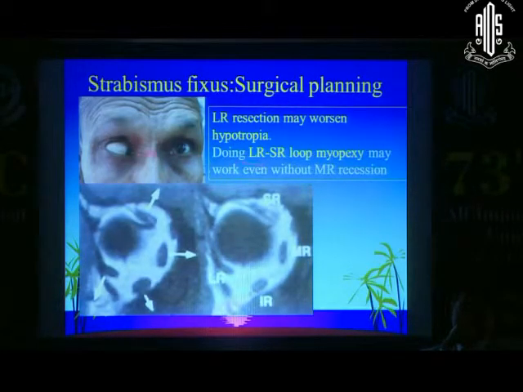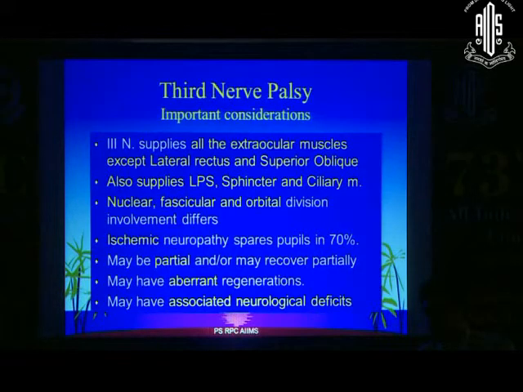Some myopes may have a presentation of a strabismus fixus because of a nasalization of the superior and the inferior rectus. So these cases require a loop myopexy to tighten the superior rectus and the lateral rectus by non-absorbable sutures, or you may use the silicone bands.